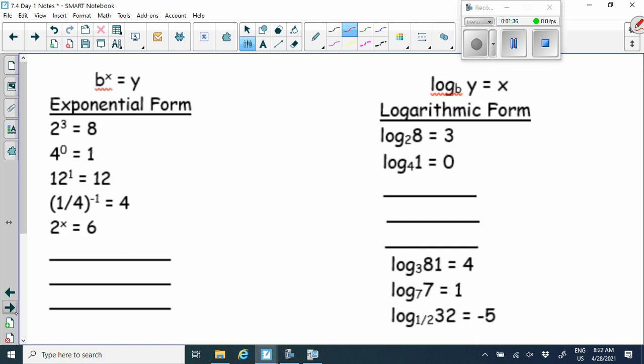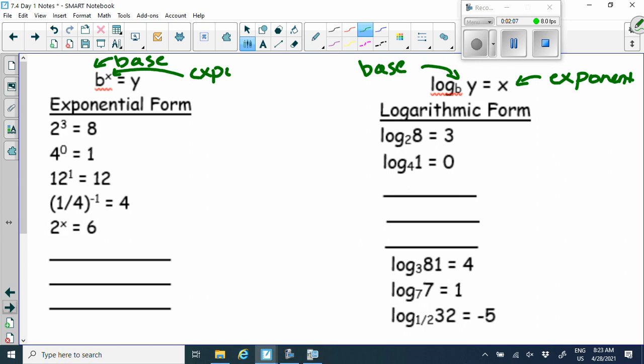Okay, so exponential form, we're going to have that as b to the x equals y. Now, we can rewrite that as log base b of y equals x. So b is going to be our base, and that's the same thing here. b is our base. x is going to be the exponent. And y is going to be our answer.